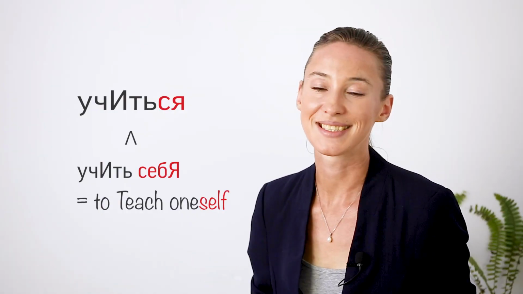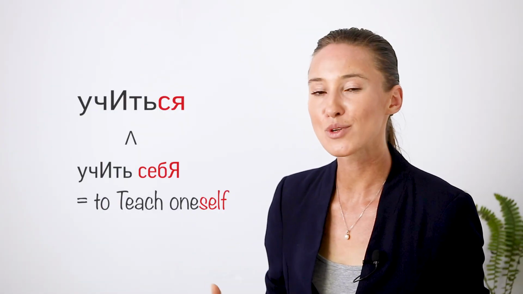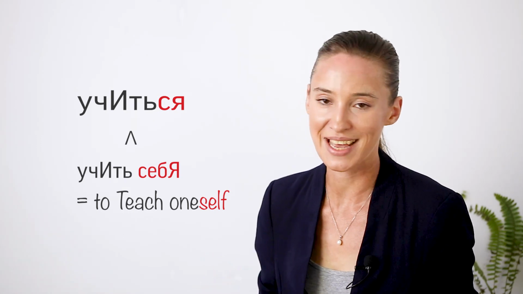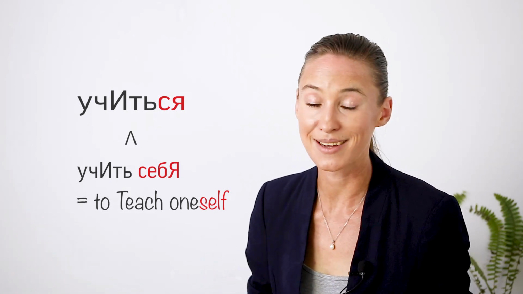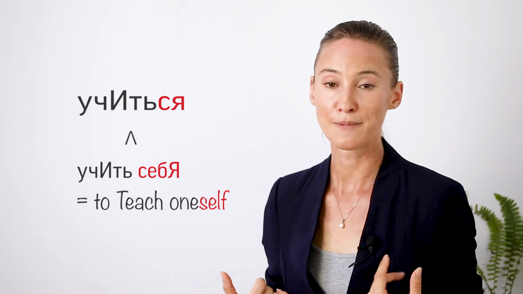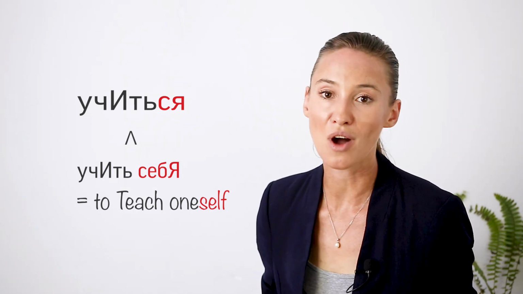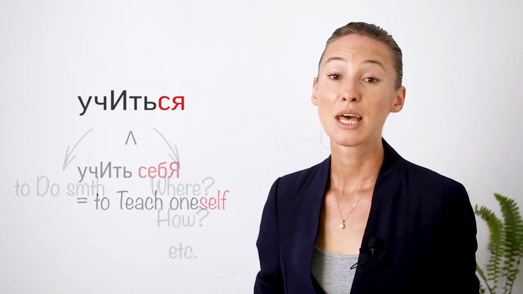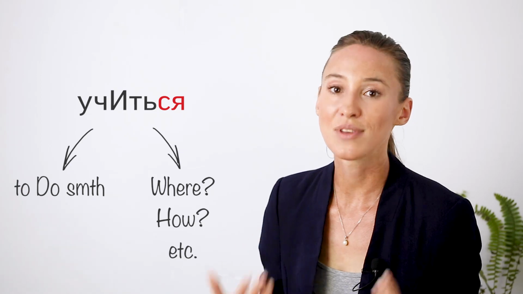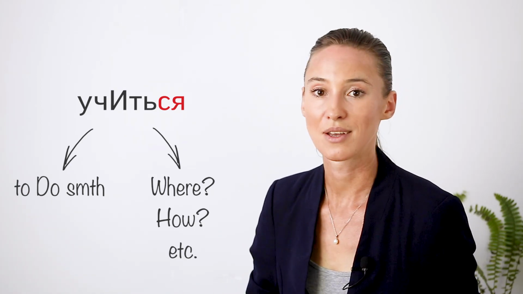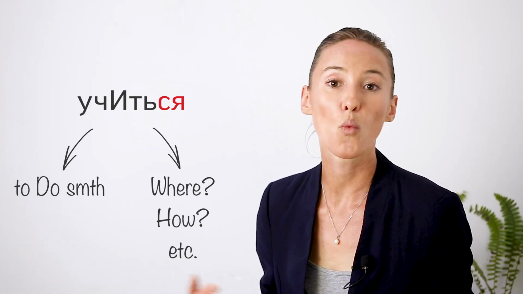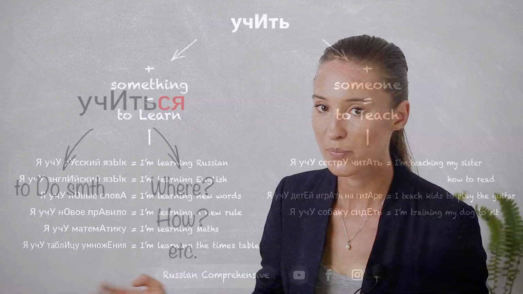The point is that you've kind of already added an object after this verb. You are saying, I'm teaching myself. So you can't add another object or subject after it. But you can add an infinitive, to do something, or a description, where or how.